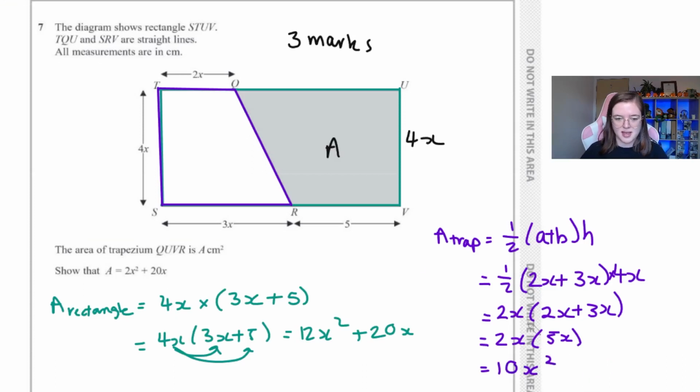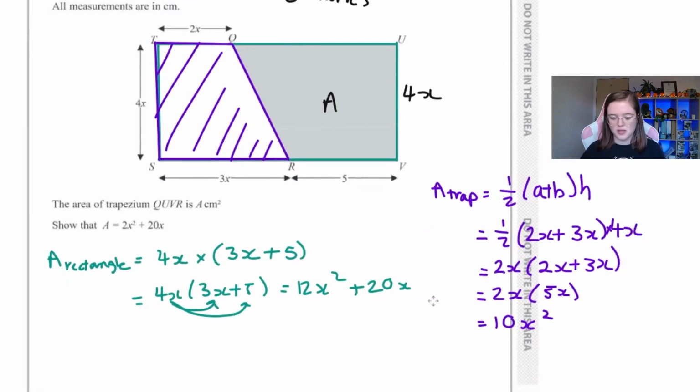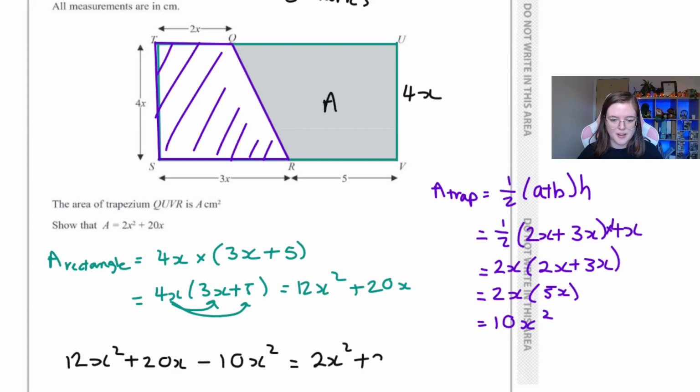And then how do I find this shaded region? Well, I need the green area, which is all of it, and get rid of this purple bit, which means I'll be left with the grey bit. So I'm going to take the green area, which is 12x squared plus 20x, and take away the purple bit, which is 10x squared. That gives 12x squared minus 10x squared, which is 2x squared plus 20x. And that is exactly what it wanted.